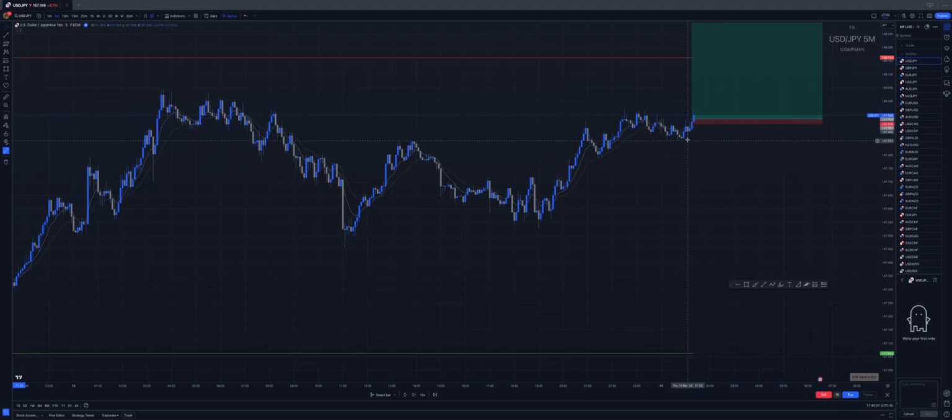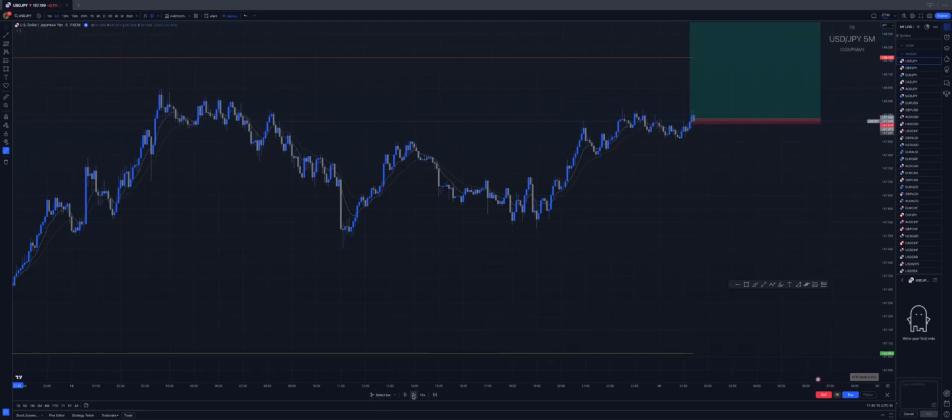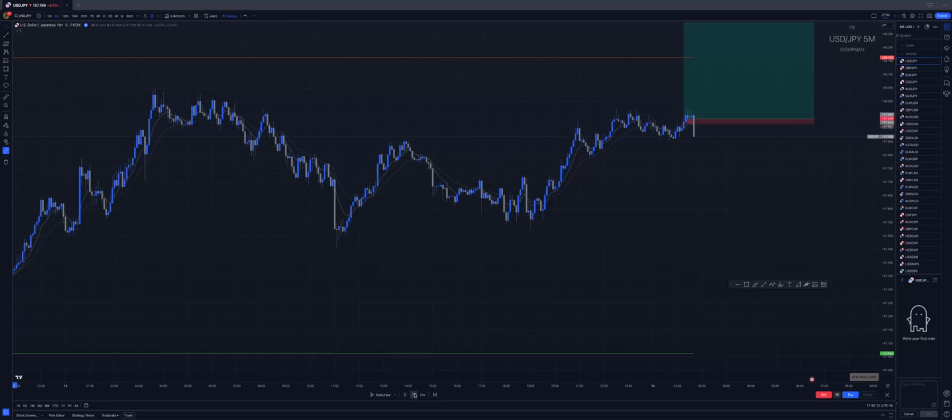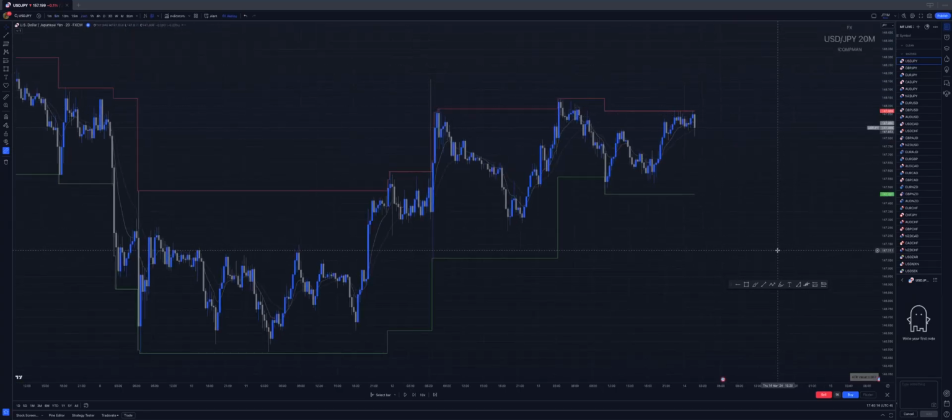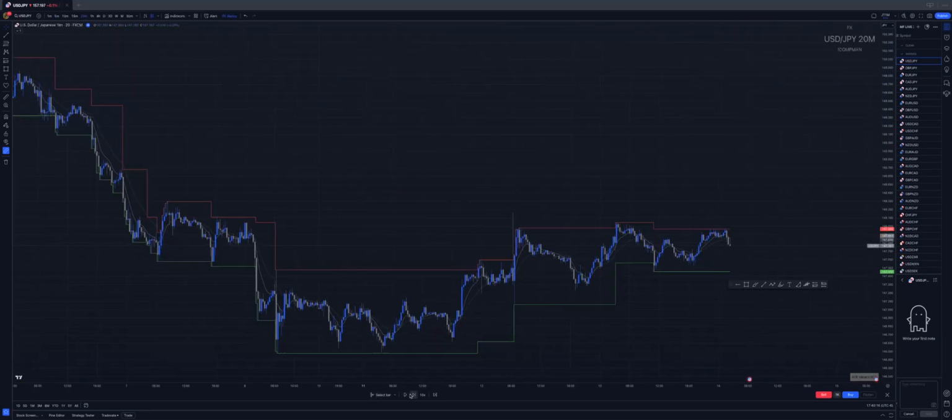It's kind of wacky because a lot of the times you get these really tight entries, but you get stopped out super quickly. So go back down to the 20, kind of failing back down.